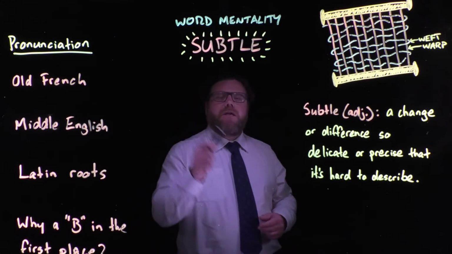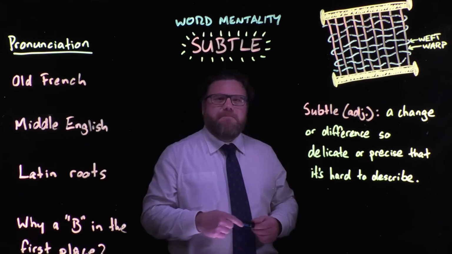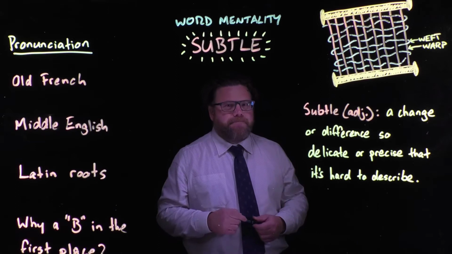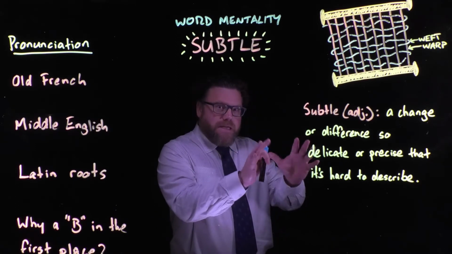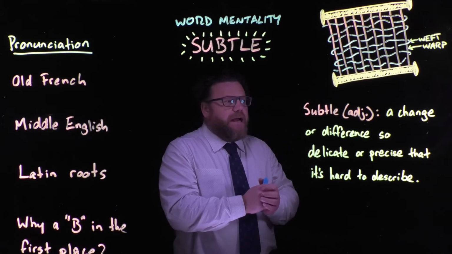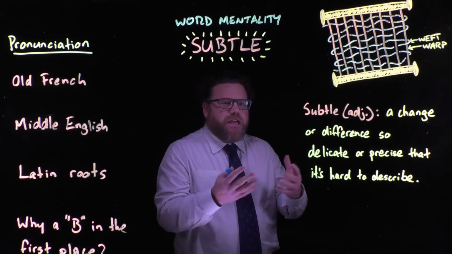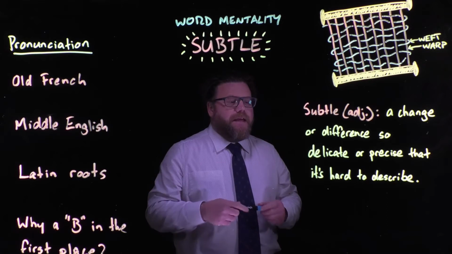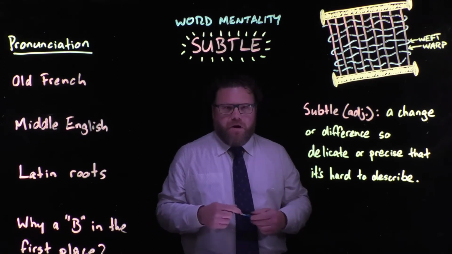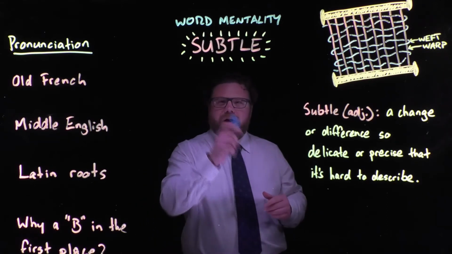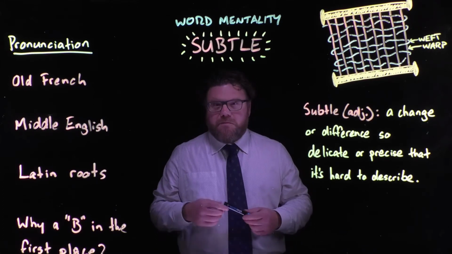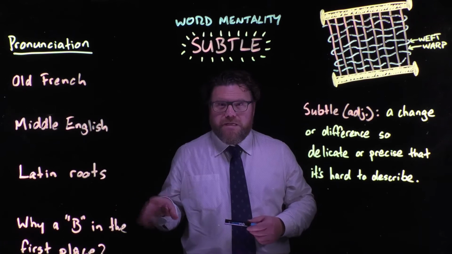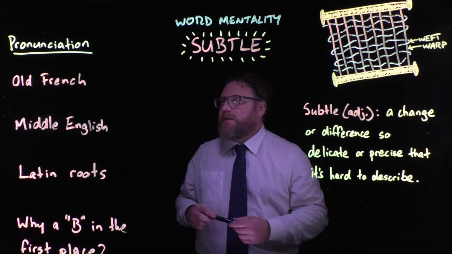In this case, we're looking at the word subtle and that pesky B in the middle that we don't pronounce, but we have to remember when spelling. So I think we all know what subtle means. It's an adjective and it describes a change or a difference that is so delicate or precise that it's hard to analyse or describe. So that's what it means, but why has it got that B in there? Especially when it's a silent B that we don't pronounce. Let's deal with the pronunciation first, and then we'll get to why it's there in the first place.